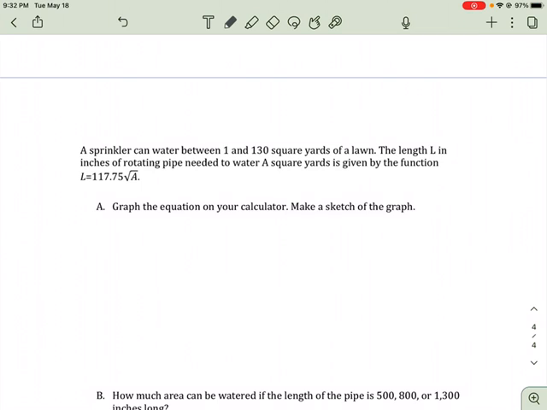A sprinkler can water between 1 and 130 square yards of a lawn. So if you run a lawn care business, that's important. The length L in inches of rotating pipe needed to water A square yards is given by the function L, length, equals 117.75 times the square root of A, which is the yards. Graph the equation on your calculator.